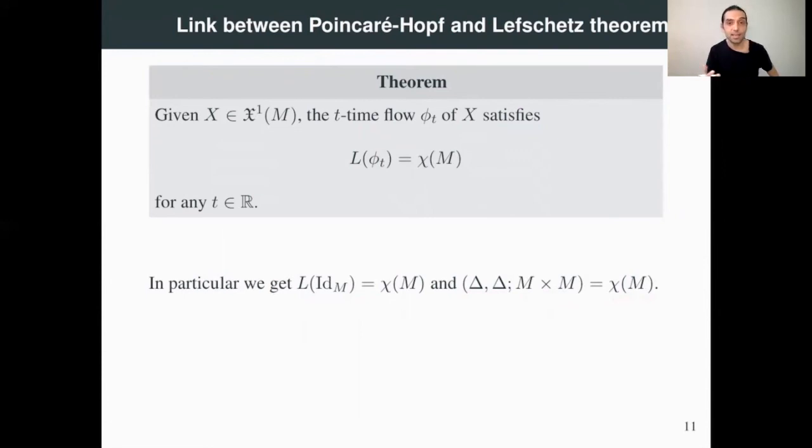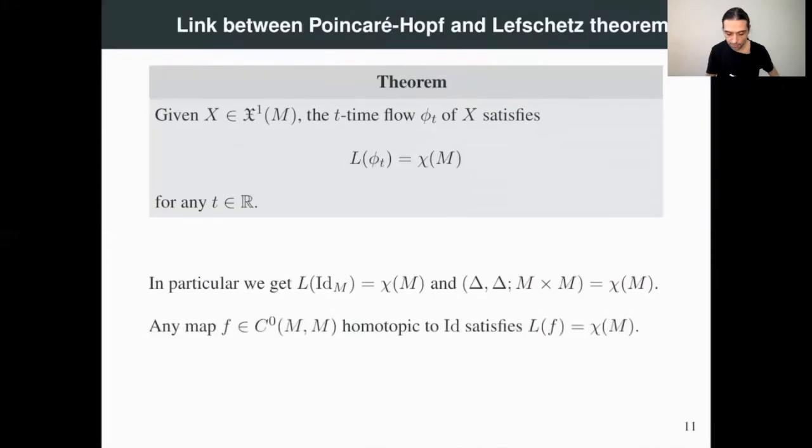Indeed, we can see the Poincaré-Hopf theorem as a consequence of the Lefschetz fixed point theorem, okay? Moreover, any continuous map F from M to itself that is homotopic to the identity satisfies that its Lefschetz number is the Euler characteristic, because F is homotopic to the identity, so its Lefschetz number is equal to the Lefschetz number of the identity, and that's the Euler characteristic.